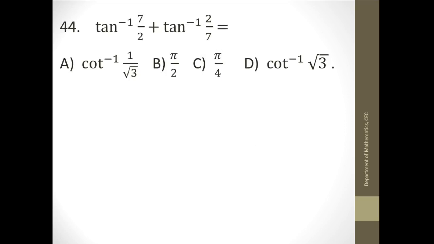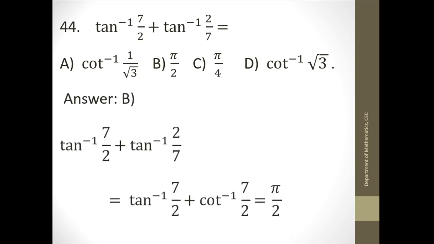Just imagine, tan inverse 2 by 7 is nothing but cot inverse 7 by 2. Tan inverse x plus cot inverse x is pi by 2. Therefore, it is answer B, pi by 2. So, direct one, simple logic.